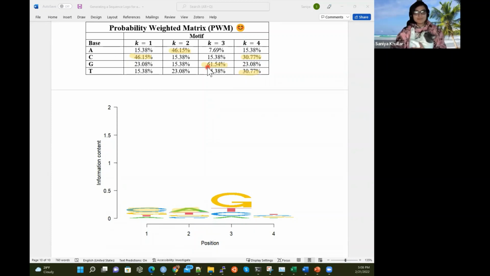A 61.54% chance of a G being in the third position of the motif, which is a lot higher than 46.15%. This is quite a bit higher because the other ones are shrunk down to 15 and 15 and 7. So we have more information in this base than we do in the second and third. A 61.5% chance of a G being here is quite a lot higher than a 46% chance, right? But this base is in a poorer state because it can be between a C and a T. We can't even say a majority.